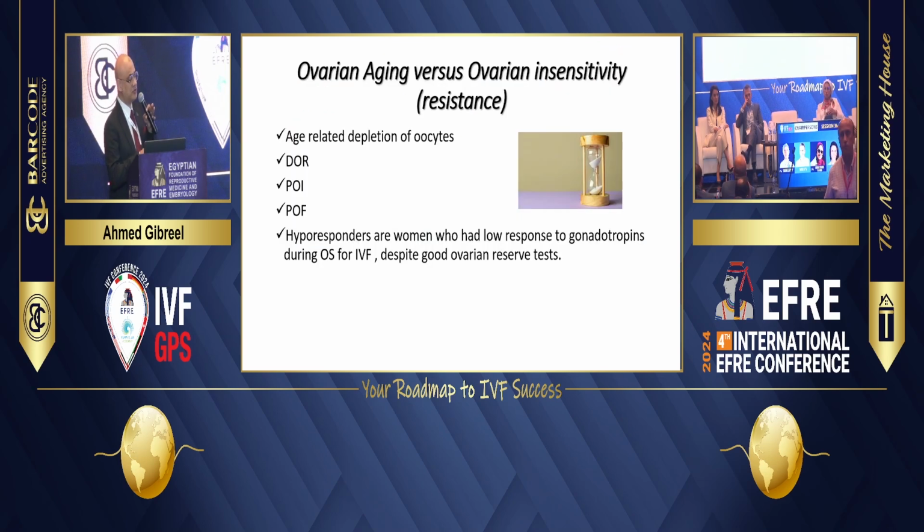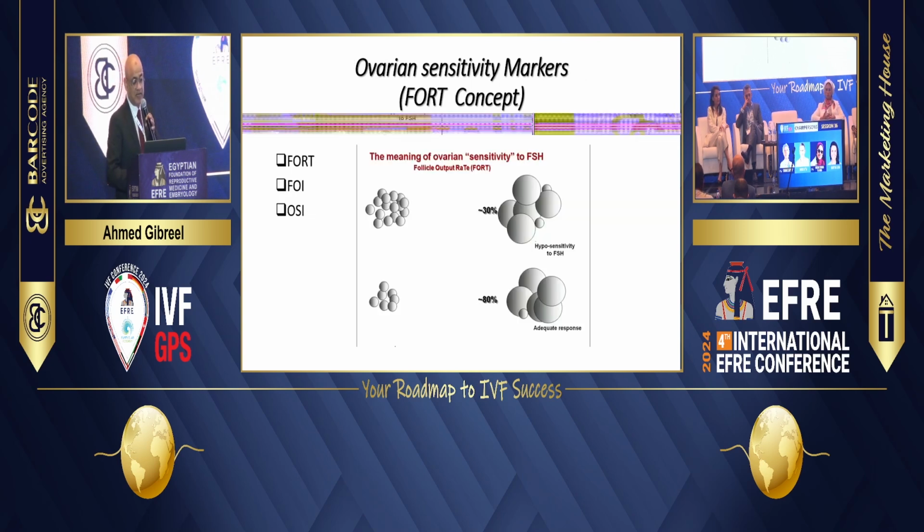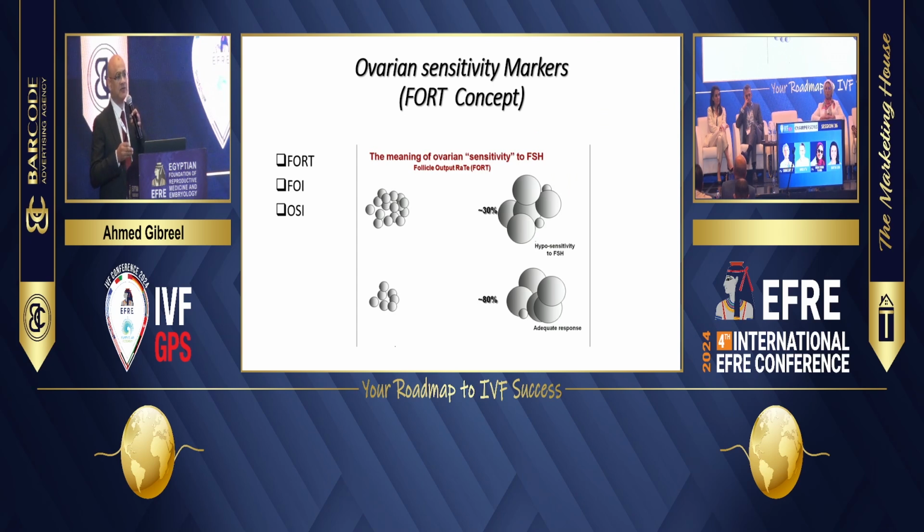So the Poseidon classification aims to classify those women into 2 groups: those with age-related depletion of oocytes, or sometimes premature ovarian insufficiency or premature ovarian failure, and those with hypo-response to what we are giving. They do have the cohort of primordial follicles, but they fail to produce an adequate number of oocytes. And we have some indices to express those women. So you see women at the first day of menstruation, you see the antral follicle count, and you expect that you will get an adequate number of mature Graafian follicles, but unfortunately this doesn't happen.